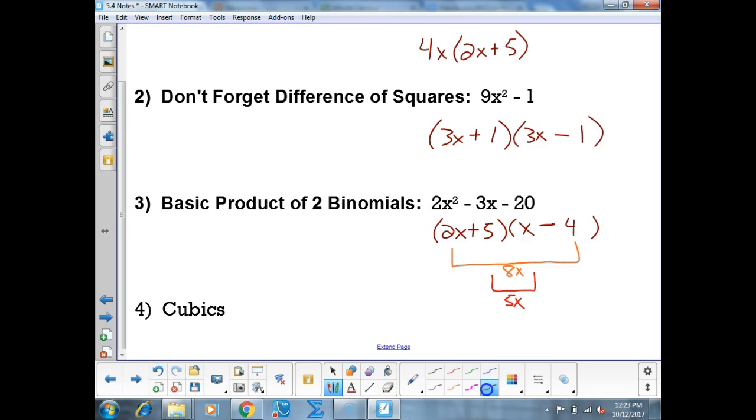Cubics is the fourth way. And cubics, we are going to save... Oh, no, I guess now we're not saving it. I guess we're doing it today. I thought we were saving that for Monday, but no. We're going to do it today.